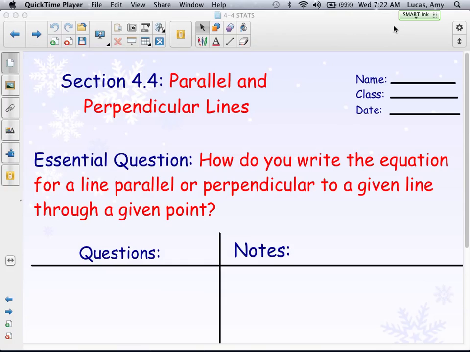So we're going to be given a line and then a point that is not on that line, and we are going to have to write an equation for a line through that point that's going to be parallel to the original line or perpendicular to the original line. So these are kind of tricky.